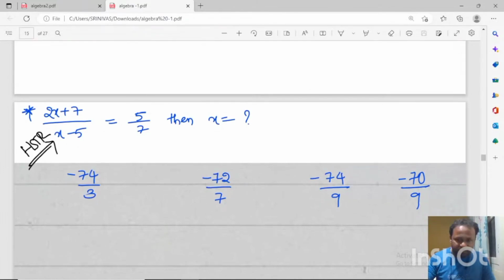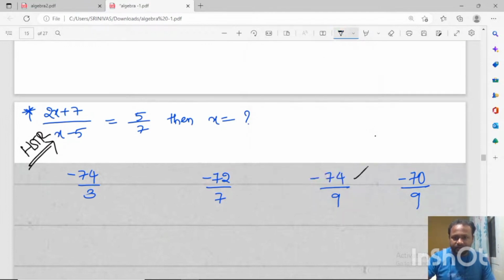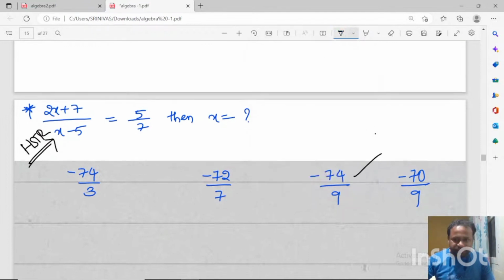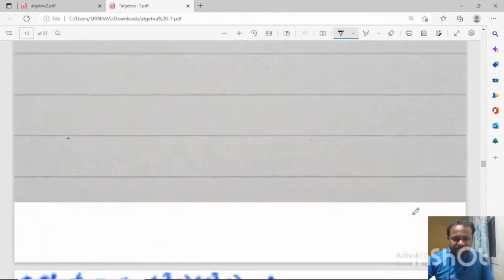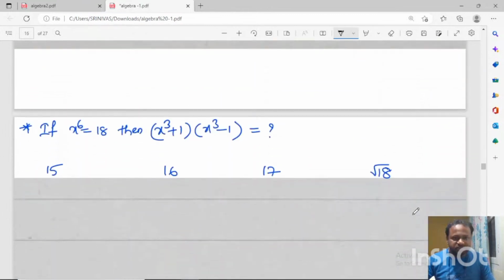Minus 74 by 9. Yes, exactly correct answer. This is correct answer. Next, another one. Go through another one. This one. So this is also a previous HSTR question. Previous HSTR question. Answer is 17.